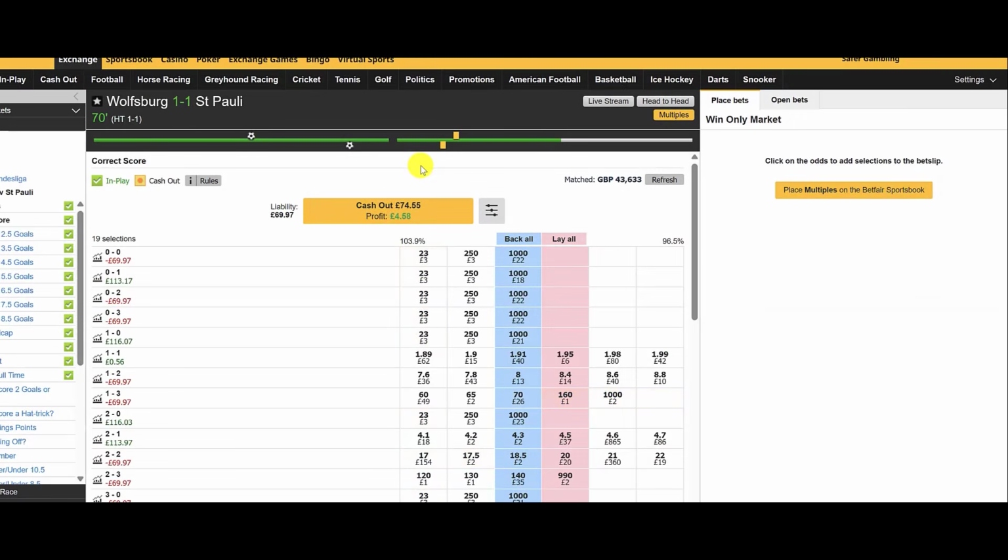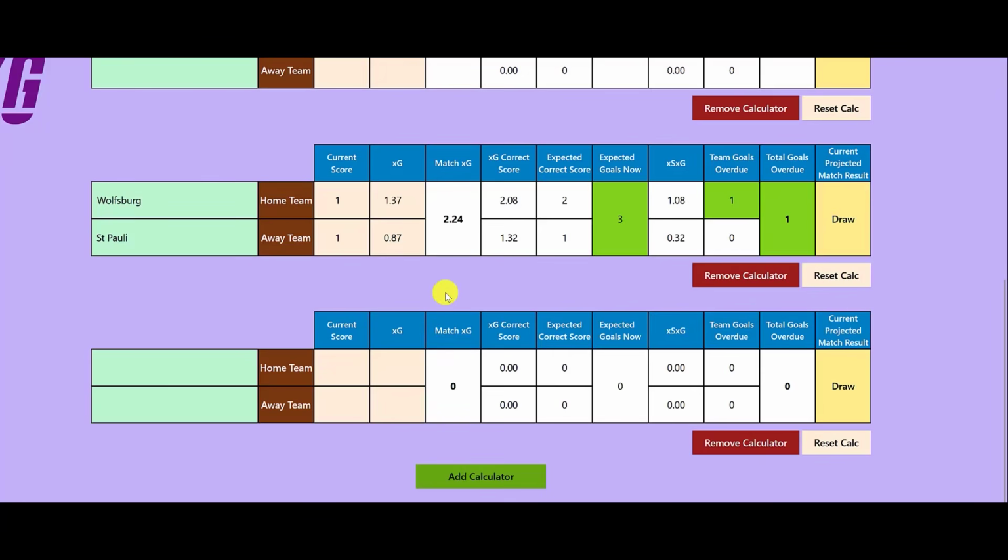We're at the 70-minute mark in this one. It's still Wolfsburg 1, St Pauli 1, so nothing has changed there. Just having a look at the data, it's still heavily in favour of Wolfsburg. As we know, the goal is overdue. It's overdue to Wolfsburg. The current projected match result's still on the draw, but with a goal overdue.